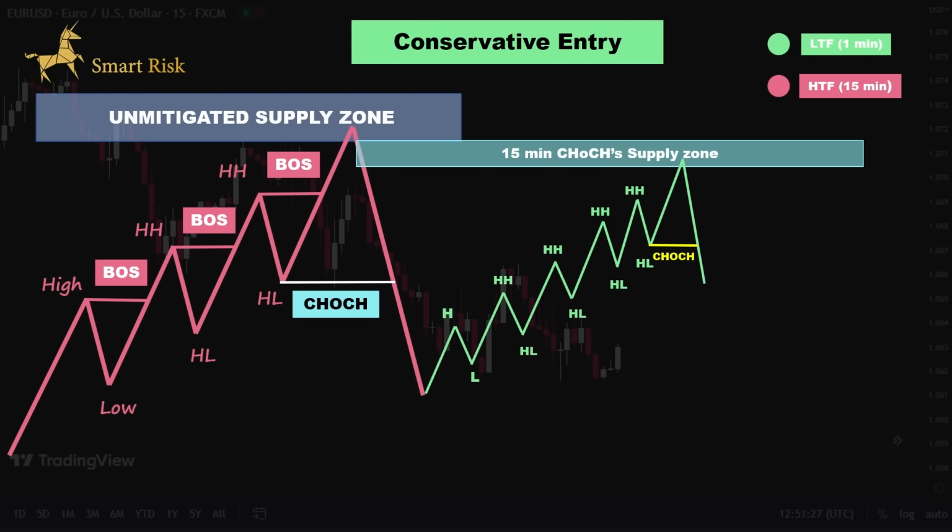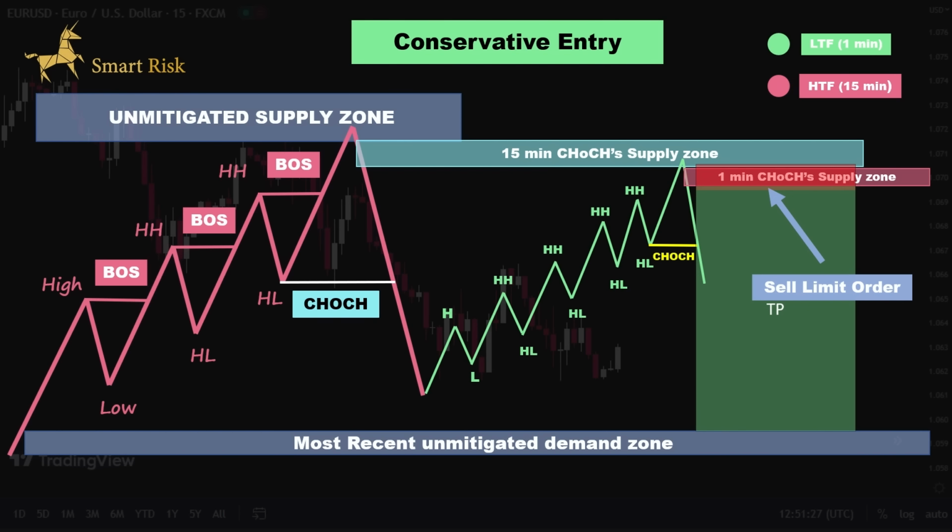After creating a valid change of character, we should highlight the order block created by Chalk's wave on the lower time frame. In the following, we should place our sell limit order at the lowest point of the zone, with a stop loss a couple of pips above the zone's highest point, and for the take profit, we should target the most recent unmitigated demand.